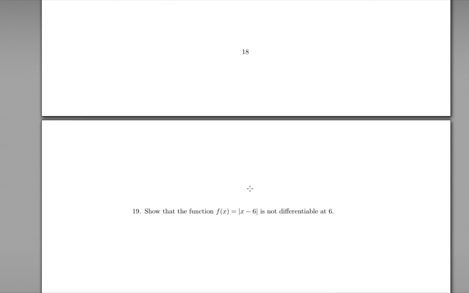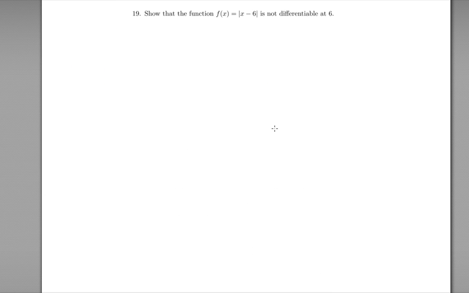Okay, so this is probably, I would hope, the upper limit of what one might be asked to do on an exam. Okay, so show the function f of x equals absolute value of x minus 6 is not differentiable at 6. How do we do this? Well, let's first remember what this function actually is. This is x minus 6 when x is greater than or equal to 6, and it's the negative of x minus 6 when x is smaller than 6, because when x is smaller than 6, the thing inside the absolute value is negative, so we have to take the negative of it.